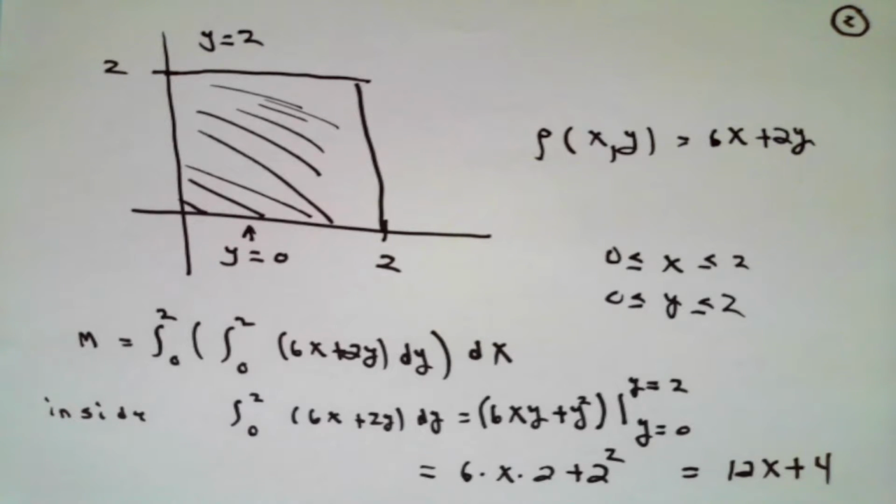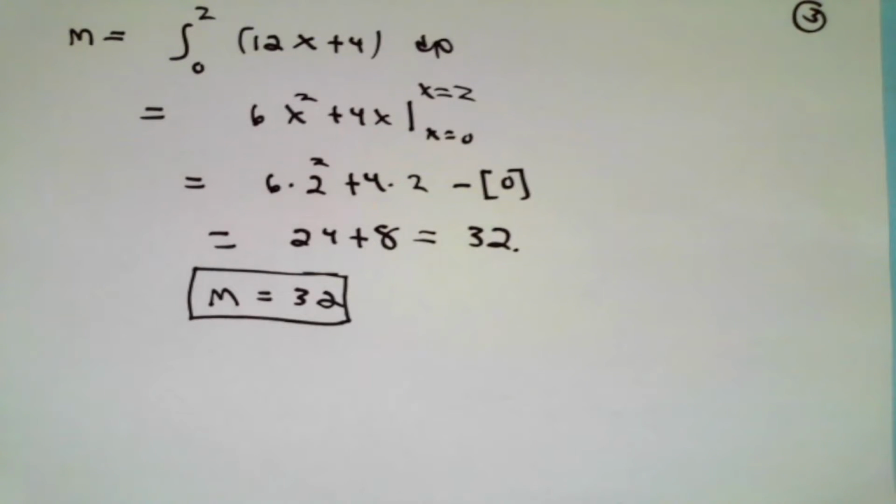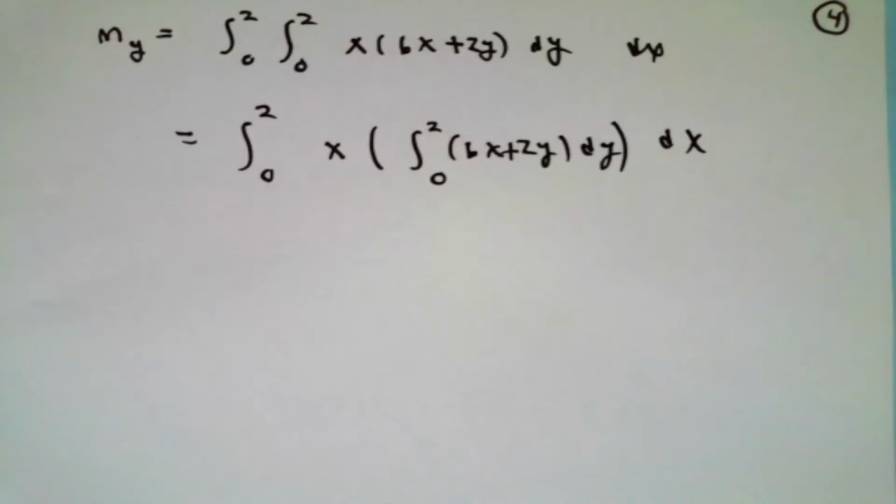The inside integral, as expected, is a function of x, 12x plus 4 here. It's this function that I have to integrate from 0 to 2 with respect to x in order to get the mass. The mass works out to be 32 units.